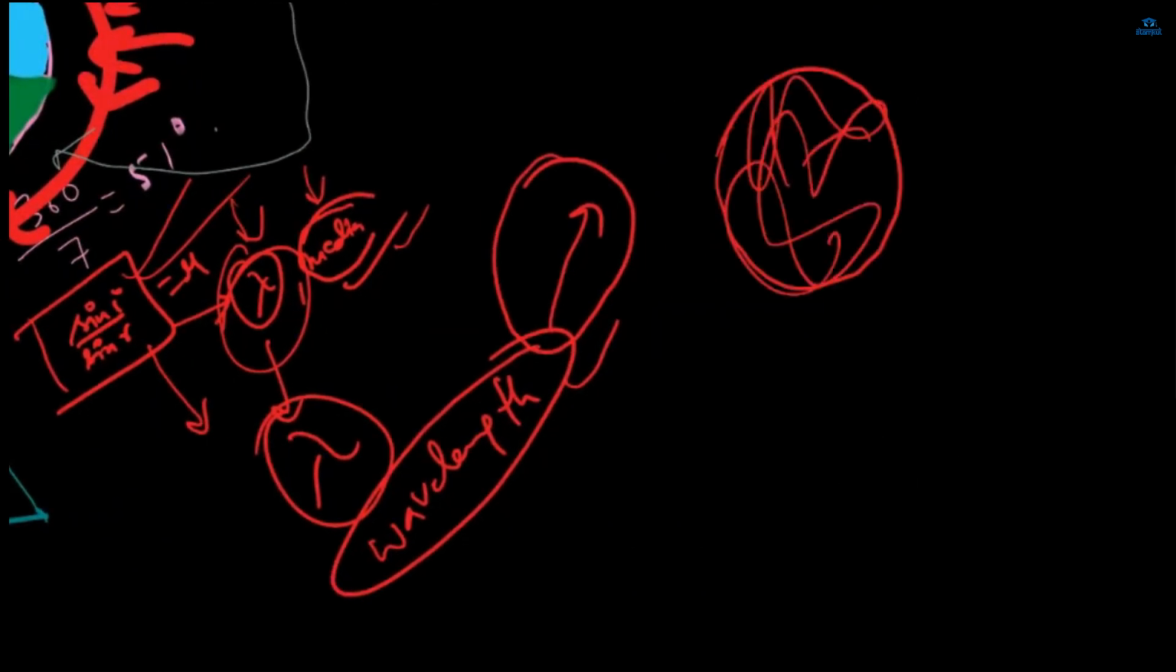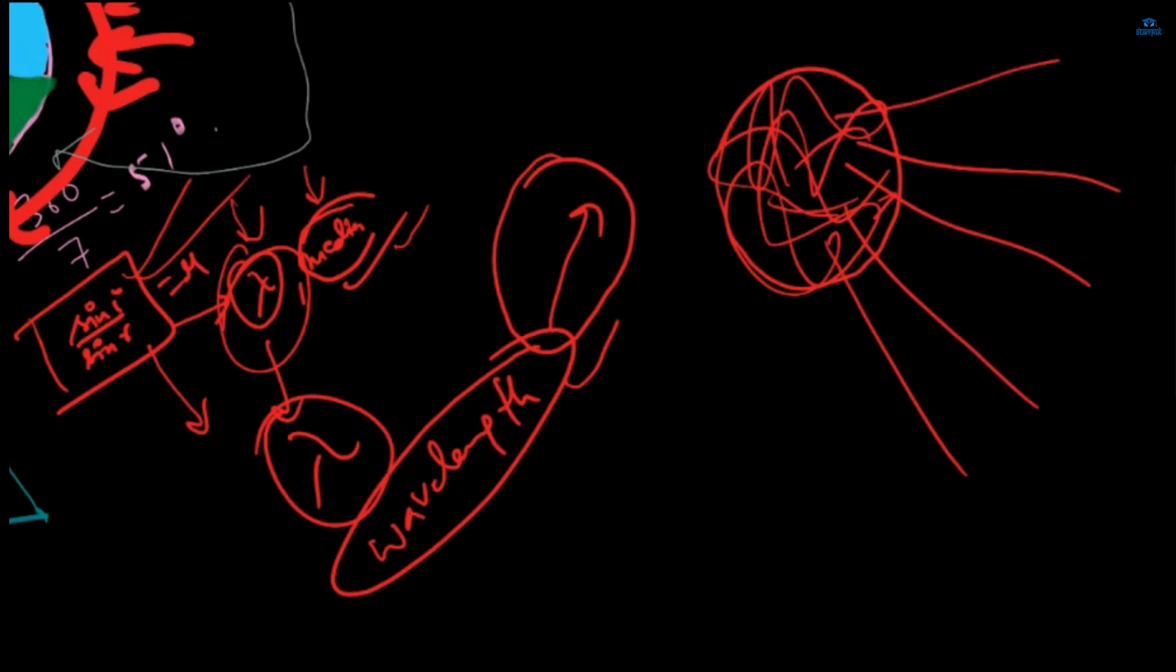The sun throws out many of the light waves. Many light rays emerge from the sun, but only a few wavelengths of light we can see. Means only very few wavelengths of light are visible to us.